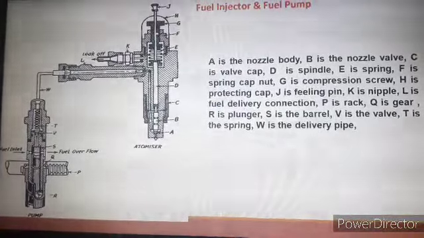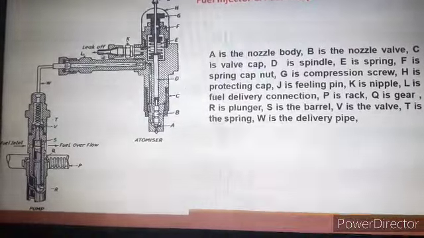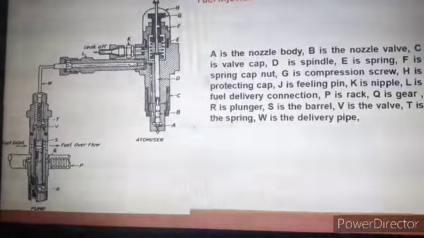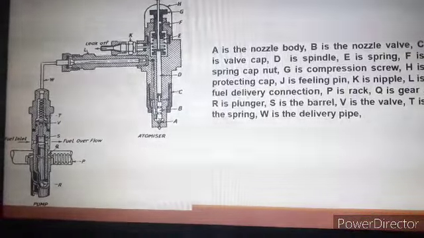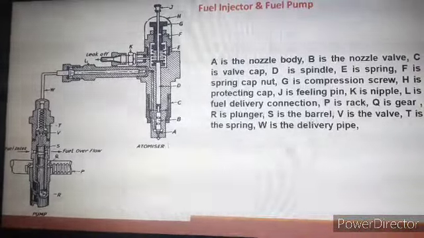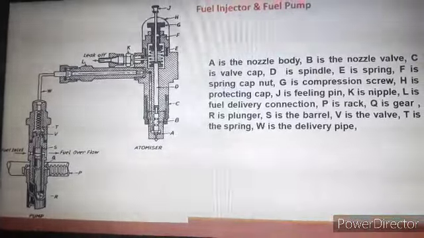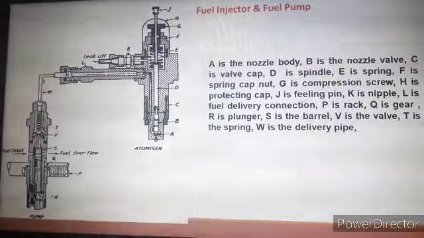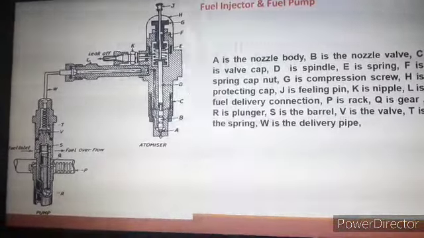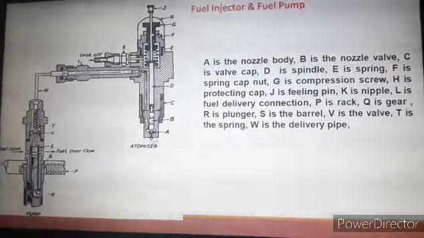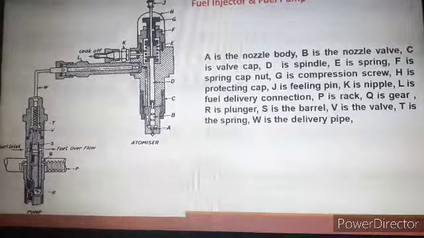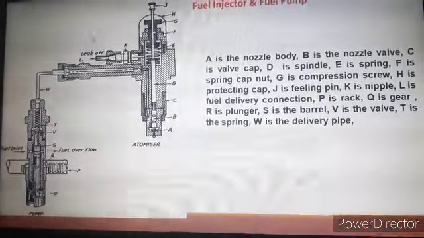If there is excess fuel, it is sent to the leak-off outlet, and that fuel is taken back to the fuel tank. The operation of the fuel injector is carried out as per the cam and follower mechanism. As per the cam and follower mechanism, the fuel pump operates, and accordingly fuel is taken from the fuel tank through the fuel pump to the fuel injector, and through the nozzle it is injected inside the respective cylinder. So this is the arrangement for the fuel pump and fuel injector.